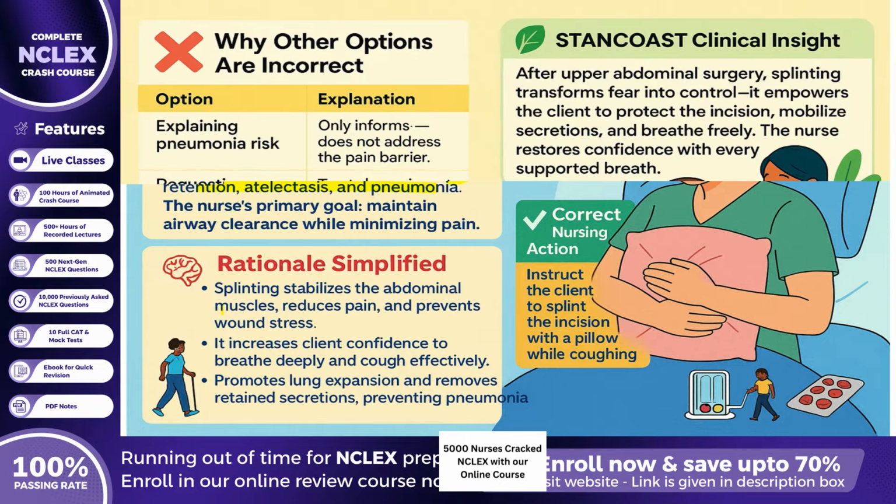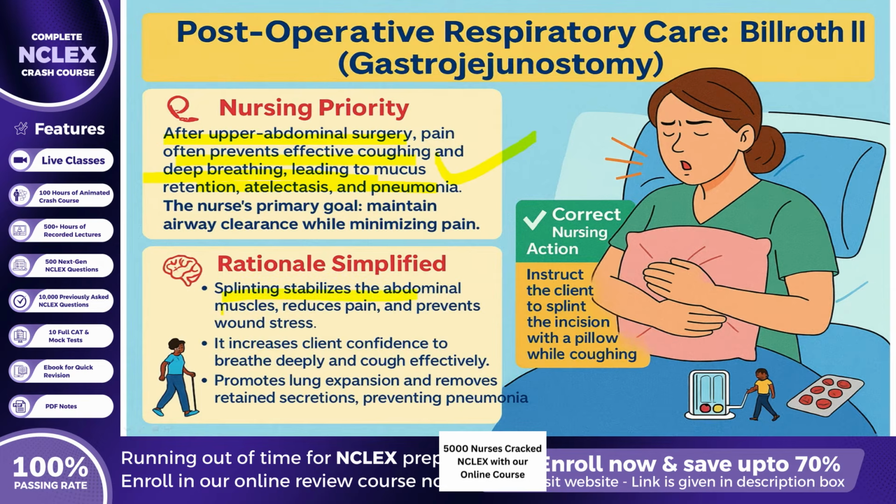Option 2 is correct because splinting the incision, by holding a pillow gently but firmly against the abdominal wound during coughing, provides physical support and reduces pain by stabilizing the muscles around the incision. This technique not only enhances the client's comfort, but also increases confidence in performing deep breathing exercises.